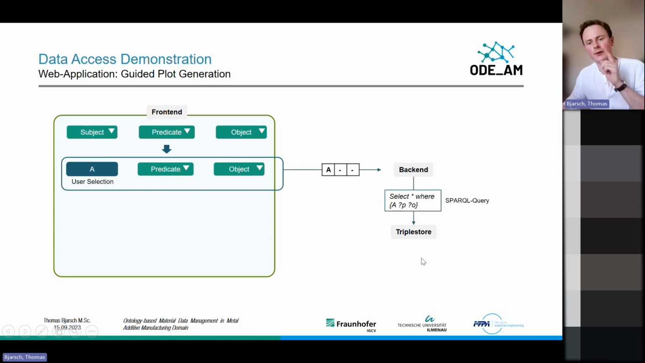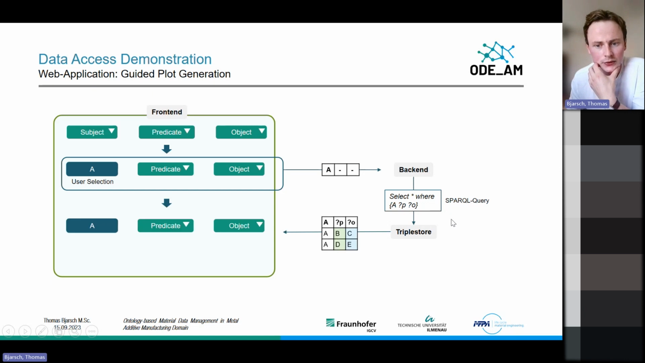Then a SPARQL query is done and queries all available instances and possibilities for the predicate and the object. The SPARQL query is done to the triple store, and the triple store gives back the answer.